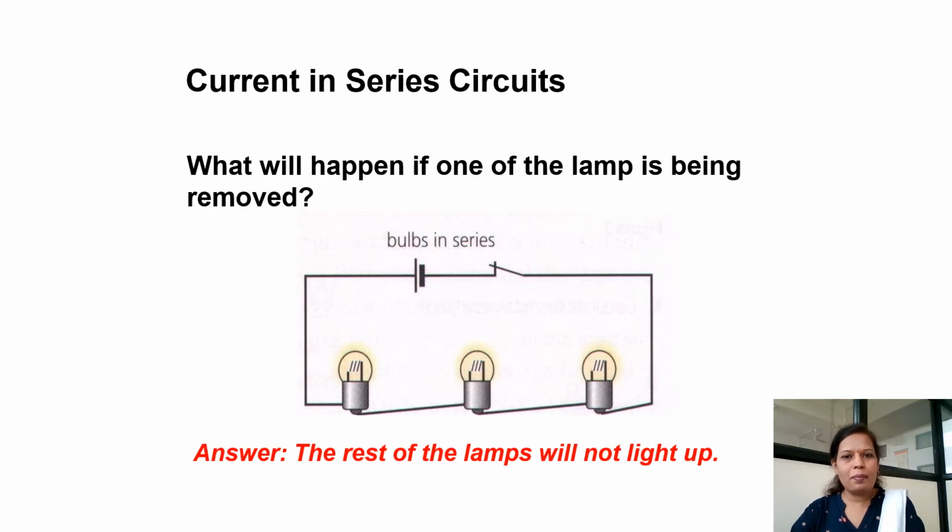This is an example of a series circuit in which three lamps are connected in series with a battery source. If one of the lamps is removed, then what will happen? Then the circuit will not be closed. If the circuit is not closed, then the current cannot flow through the circuit. Therefore, if one of the lamps is removed, then the other two lamps will not get energy. Therefore, they may get turned off.